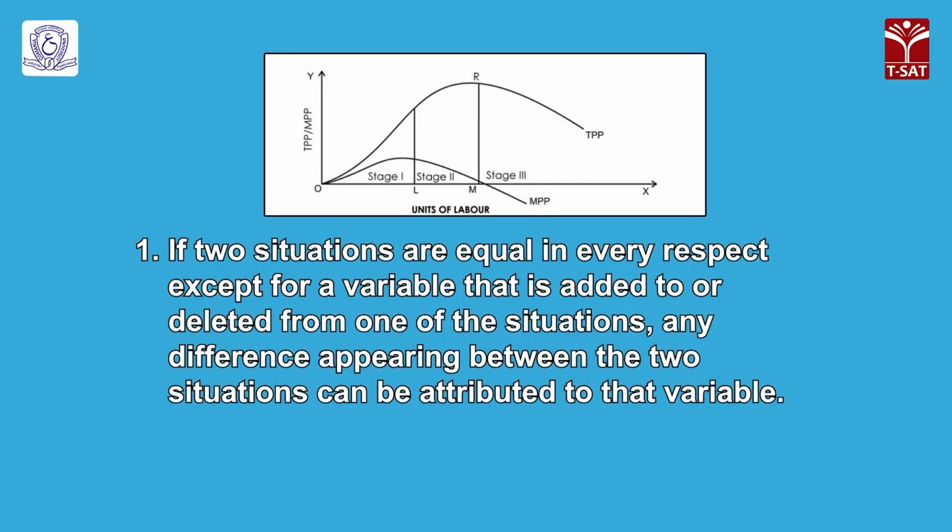Basically, the experimental method rests upon two assumptions regarding variables. These are: if two situations are equal in every respect except for a variable that is added to or deleted from one of the situations, any differences appearing between the two situations can be attributed to that variable. This statement is called the law of the single variable.